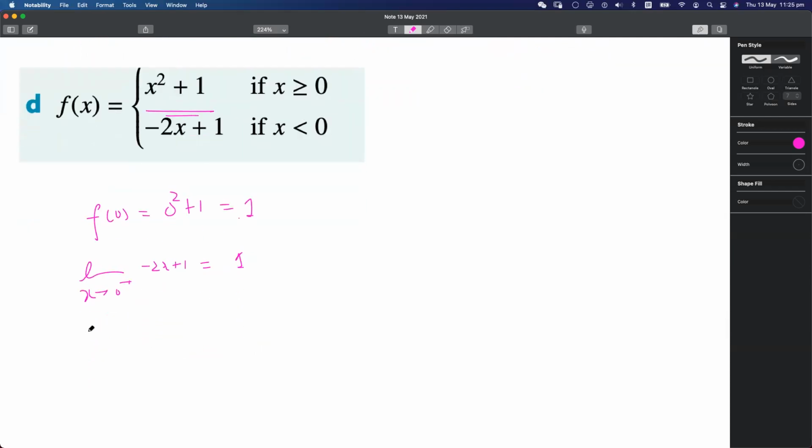That's good, because it seems like there's a discontinuity, but we've got to check the other side. X goes to 0 from the negative side, x squared plus 1, still 1. So these two are the same. When you're approaching from different directions, you get the same value. And also at this point, it's equal to 1 as well. So we can say there's no discontinuity.